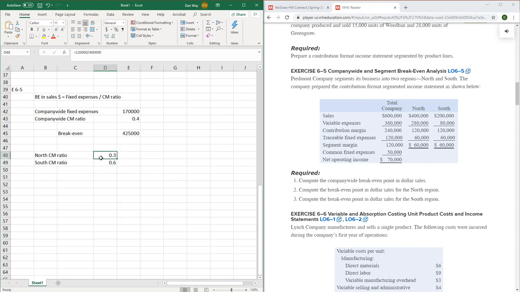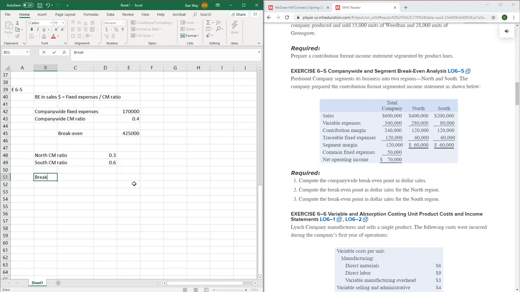Always keep in mind, too, what that measure tells us. Of every dollar of sales, what portion makes it through to contribution margin and toward that bottom line. For the North, it's only 30 cents on the dollar. The South, it's 60 cents, doing a lot better as far as that mix goes.